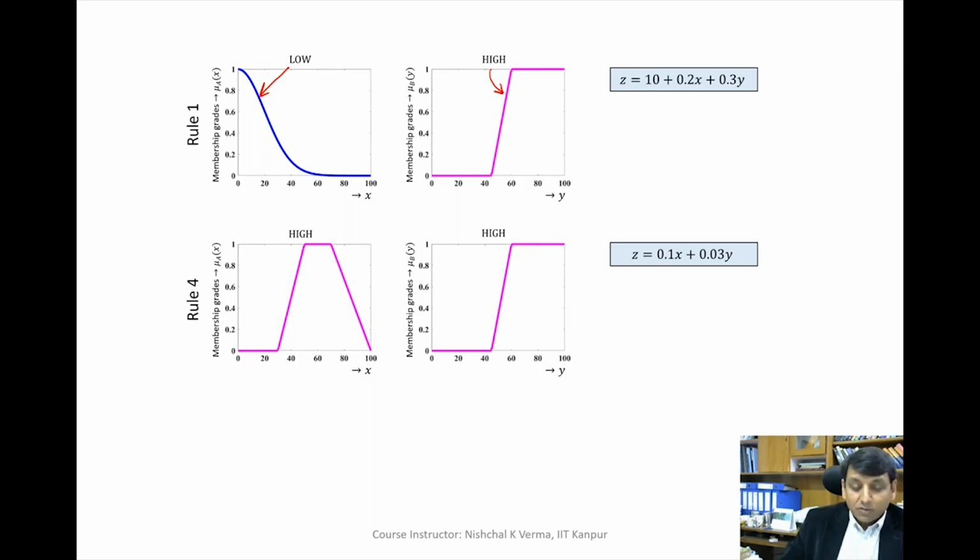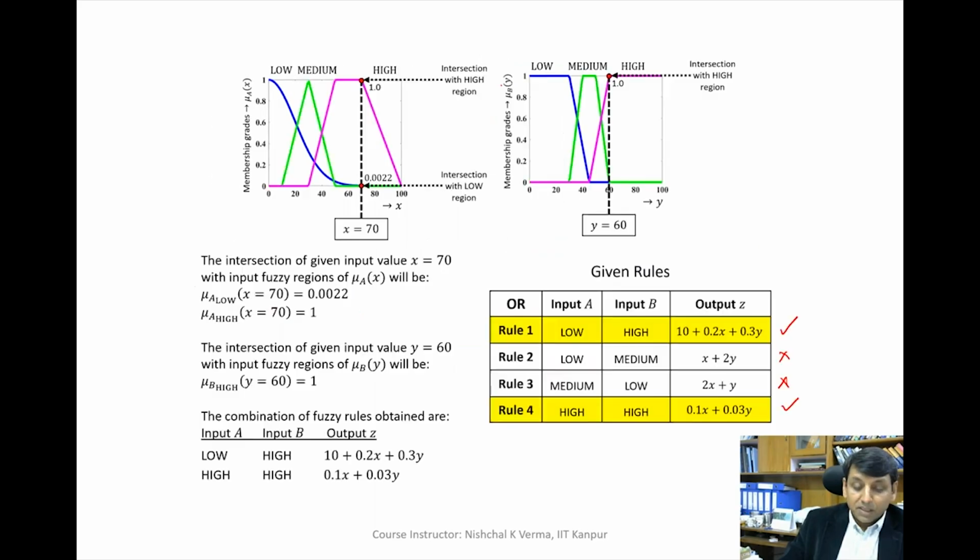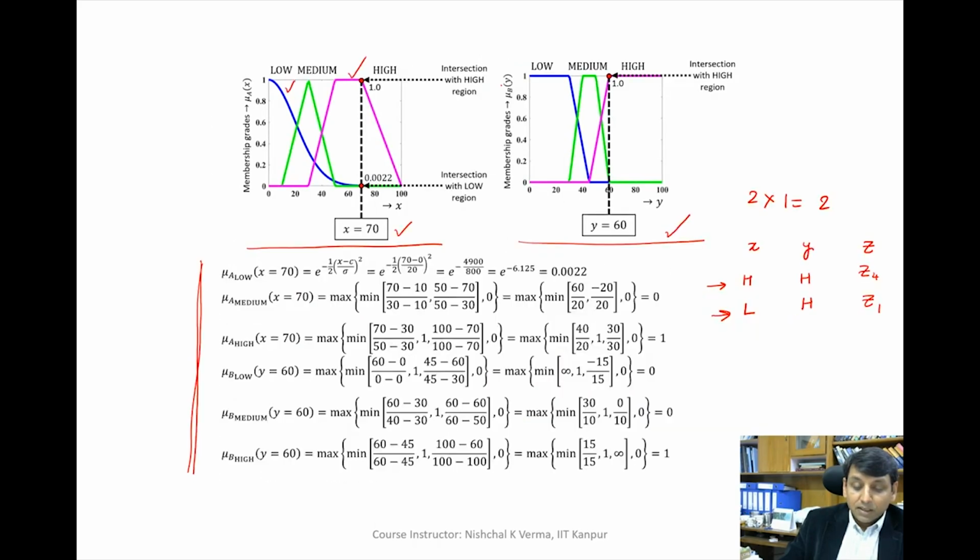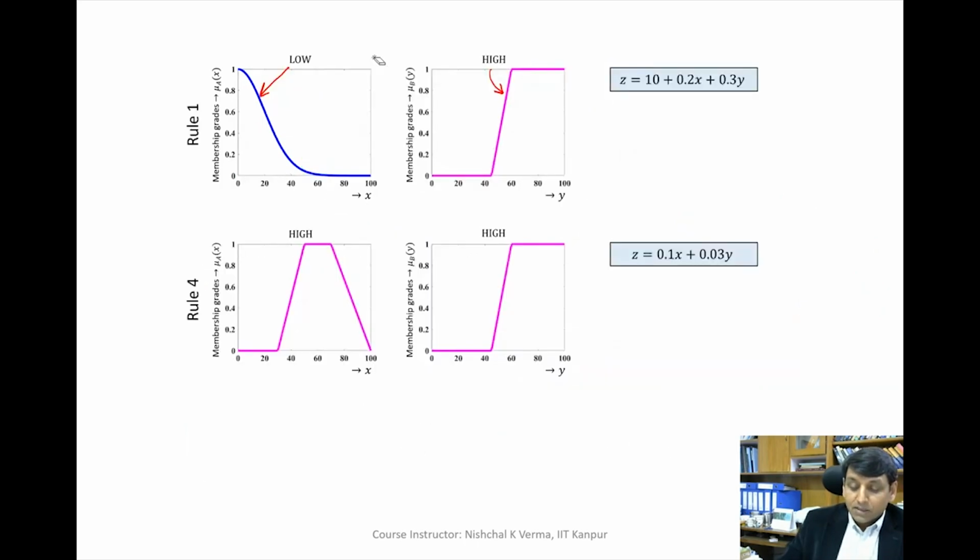In rule number 1, we have low and high combination. In rule number 4, we have high high combination. So the membership function or the fuzzy set for high high we can obtain from here. If you have any doubt, it's shown here. The high is here. This is high. So this can be very easily plotted. So let us proceed with this.